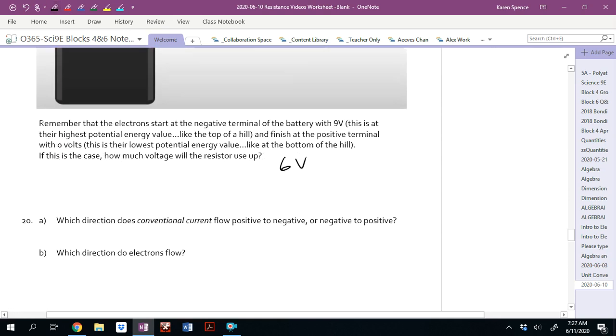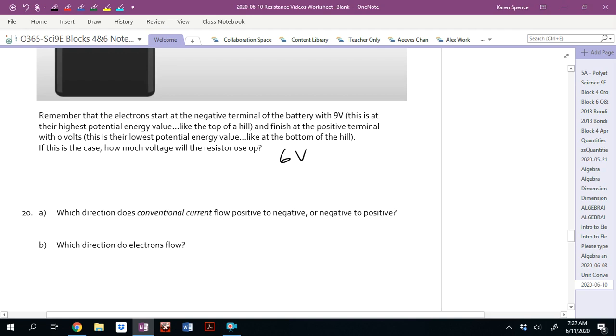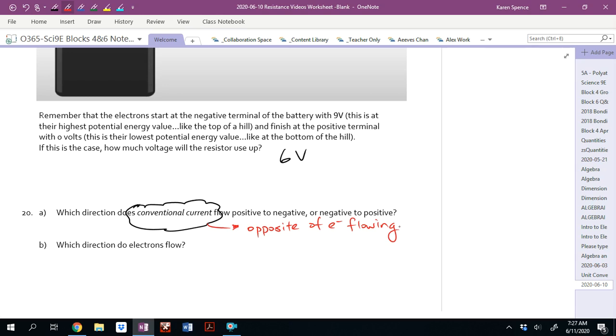How much voltage will the resistor use up? 6 volts. Which direction does conventional current flow? Remember, conventional current, you were introduced to it earlier. It does come up in physics, in particular in the magnetism section. Conventional current is the opposite of electron flow. It's because those people way back when didn't know what kind of particles were flowing, and they thought it was the positive particles that were moving. They would move in the opposite direction to electrons, towards negative and away from positive.